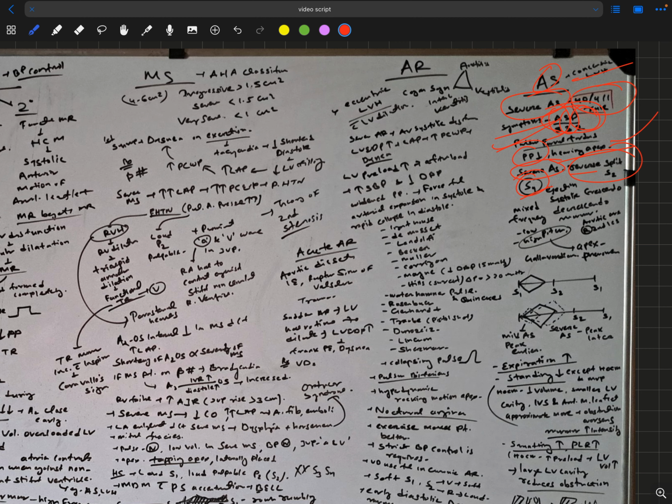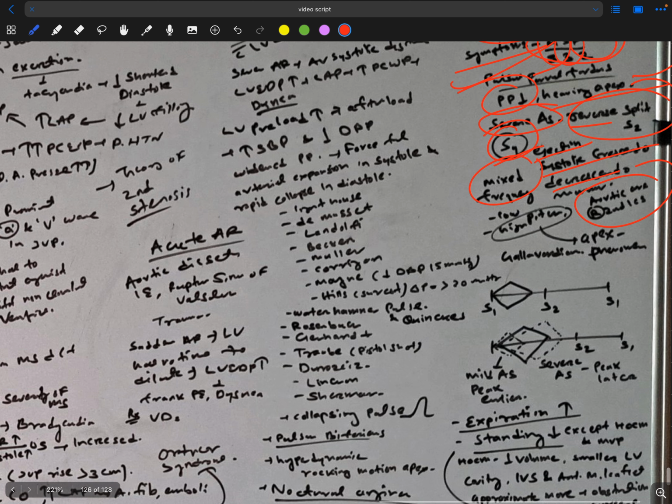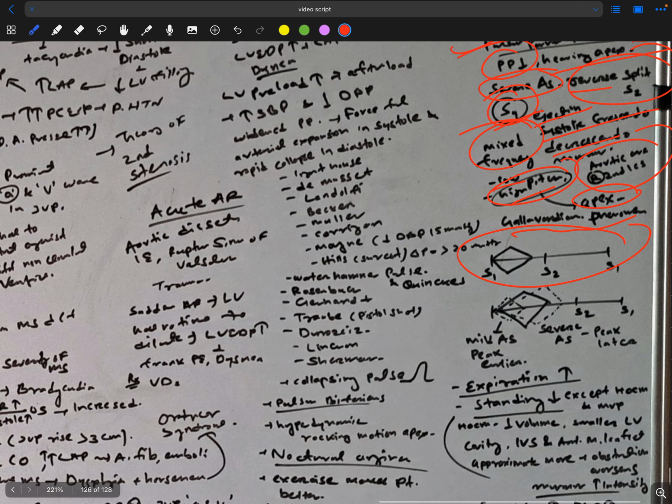We find an ejection systolic crescendo-decrescendo murmur in the aortic area, that is the right second intercostal space. It is a mixed frequency murmur, with a low frequency component and a high frequency component. The high frequency component of the AS murmur radiates to the apex. It is called Gallavardin phenomenon. So this is the murmur: S1, S2, and this is the systole, where we find the ejection systolic crescendo-decrescendo murmur.